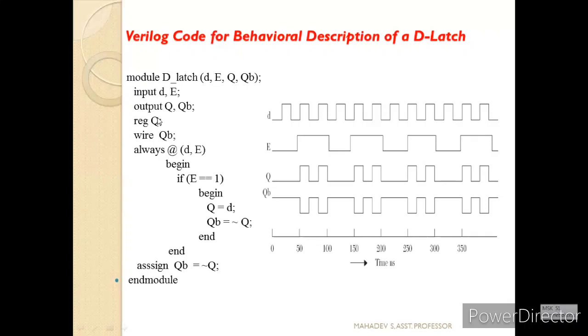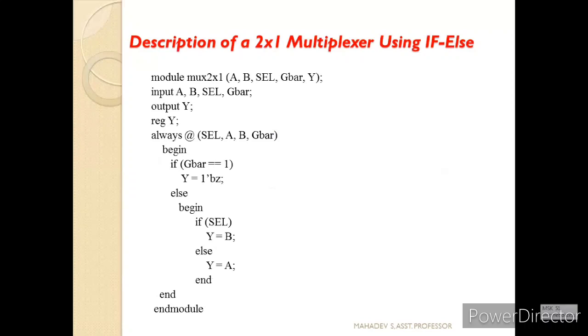Okay. Now, let us see the program for a multiplexer. A multiplexer, we know, has two inputs, one output, and one select line, and one enable signal what we have here. Now, if you see the functionality of this, what we have written is, if G bar is equal to 1, output is high impedance, else it depends upon the select line.